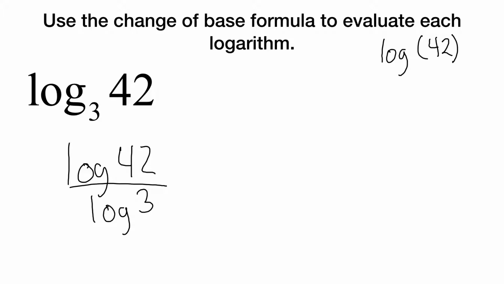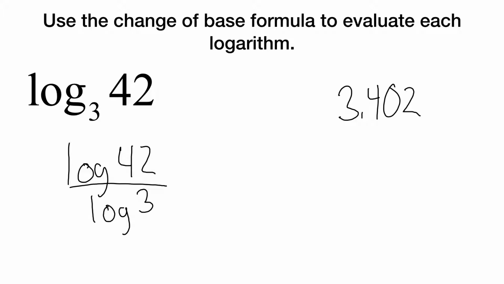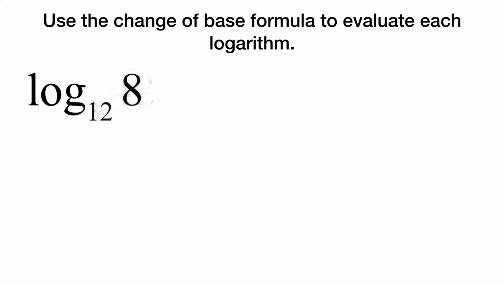If you don't, you will get the next part wrong, because you would accidentally just be doing the log of 42 over the log of 3, as opposed to the log of 42, over the log of 3, where they're separate. So, log of 42, close parentheses, divided by log of 3. And what you're going to end up getting is 3.402.